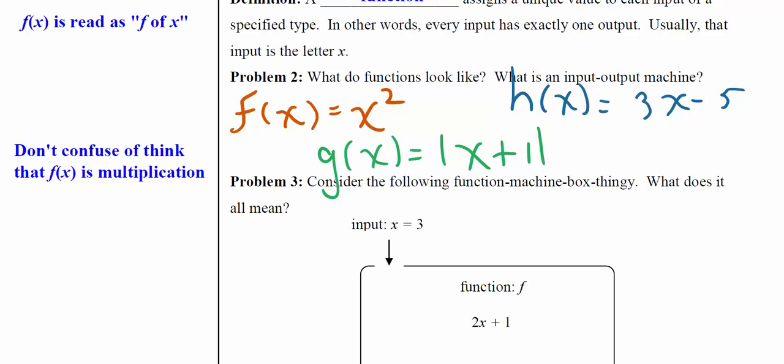The blue function, h of x equals 3x minus 5, is a linear function. Linear because this is the equation of a line. So these are just some examples of what functions could look like, and we'll show you some more functions as we go along.